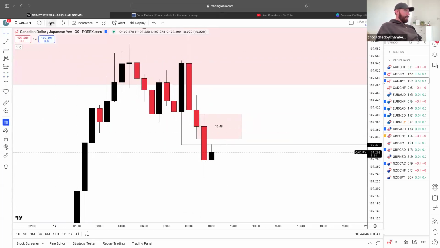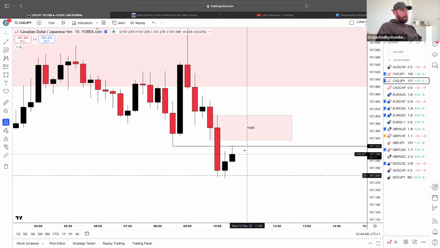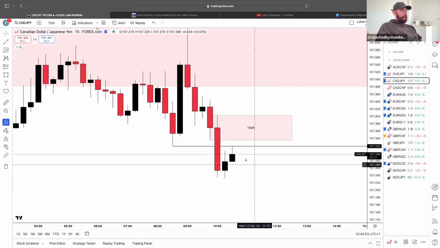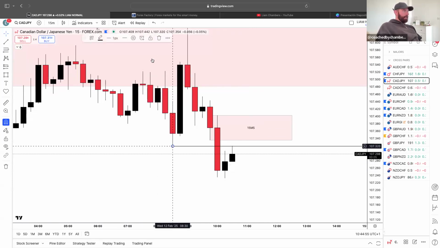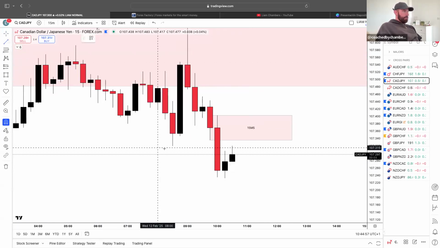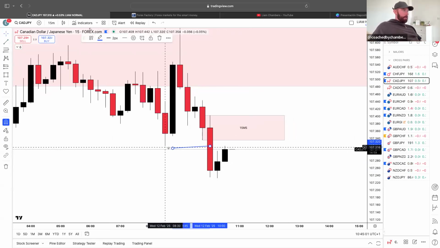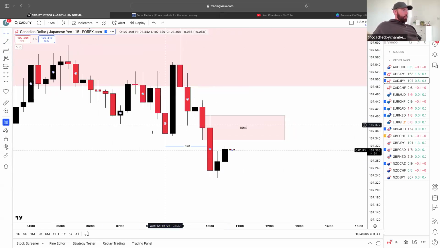But yeah, that's where I'd like to see the market come into from a 15-minute. And obviously then carry on filling this imbalance and then carry on downwards because we have had that 15-minute change of trend. But what I would wait for personally, and I say this all the time, is I would wait for a 15-minute double confirmation.